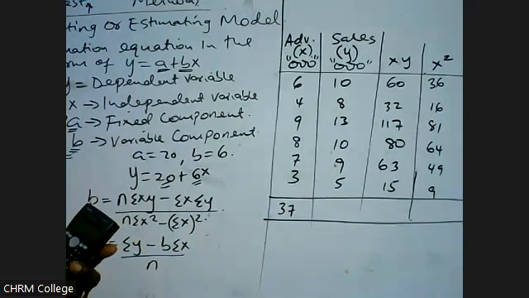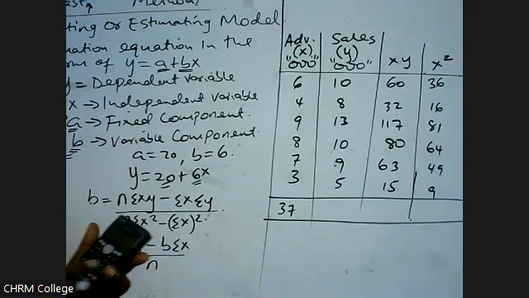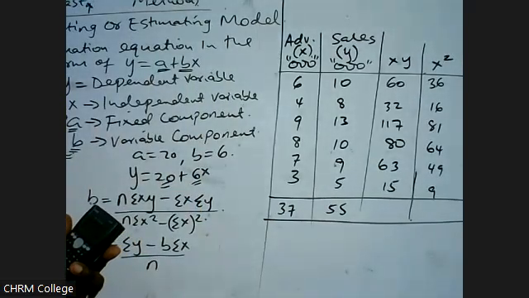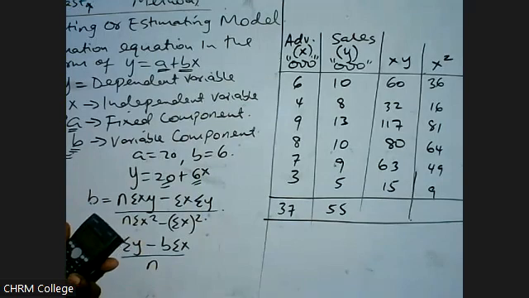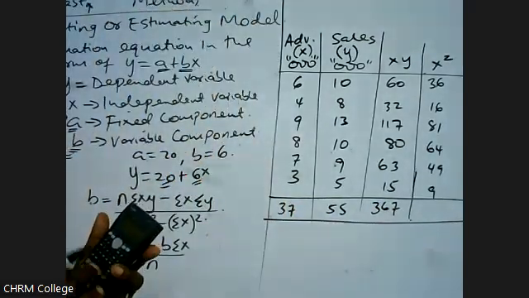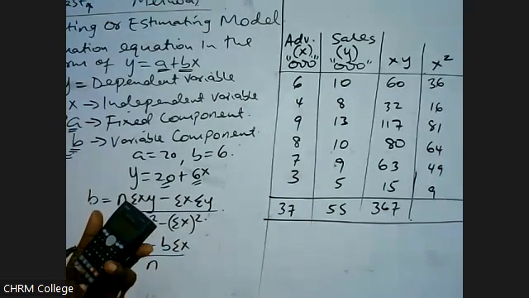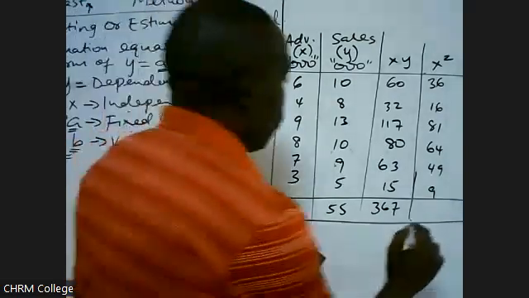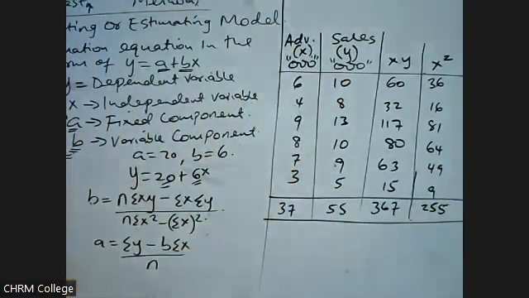10 plus 8 plus 13 plus 10 plus 9 plus 5. You get 55. The other one is 60 plus 32 plus 117 plus 80 plus 63 plus 15. You get 367. The other one is 36 plus 16 plus 81 plus 64 plus 49 plus 9. You get 255. Once you have those values, you can comfortably compute your A and B.